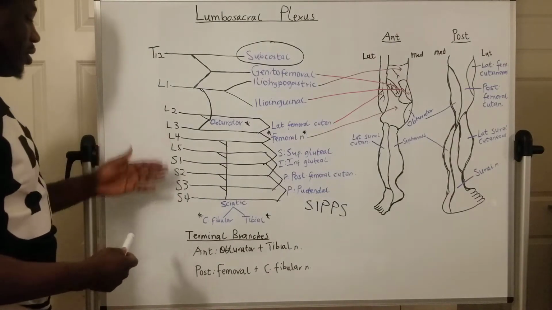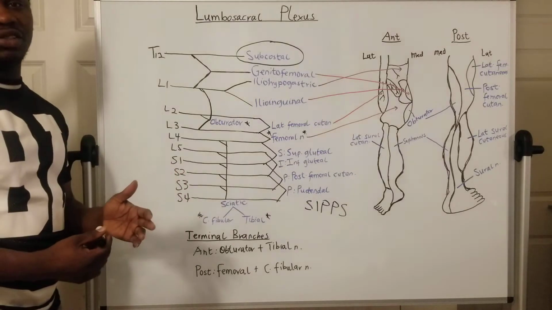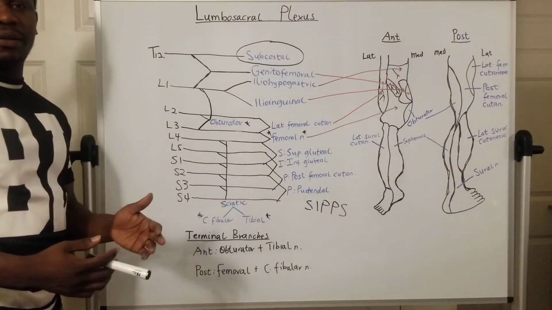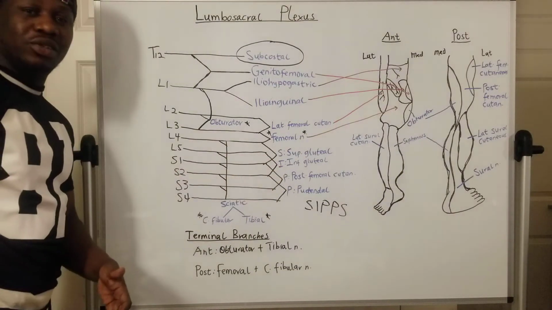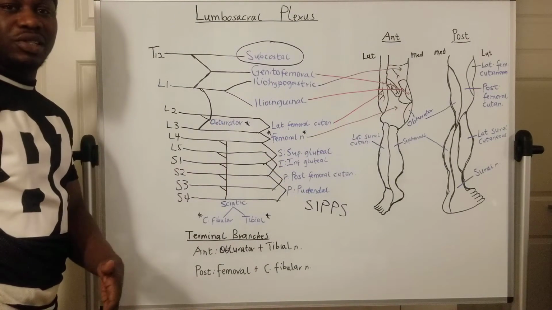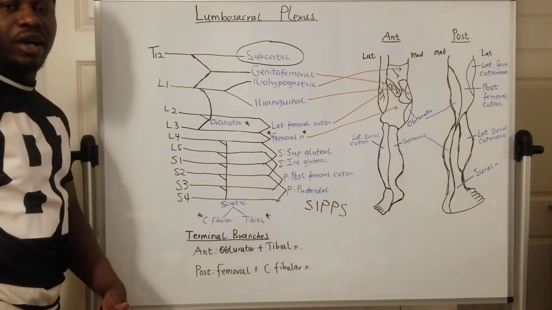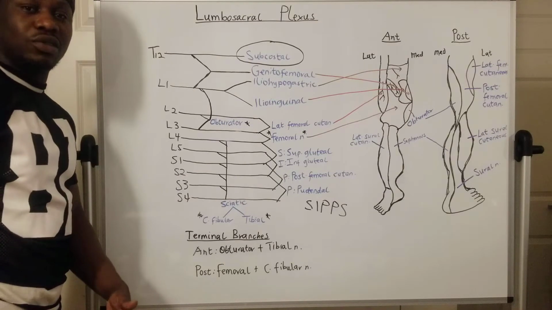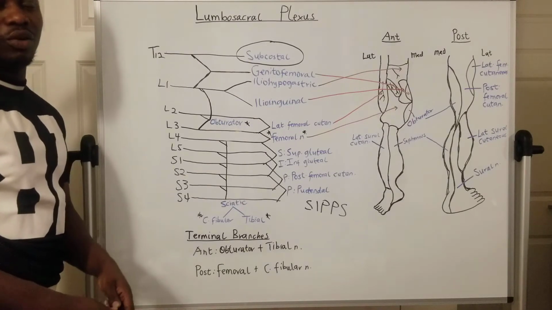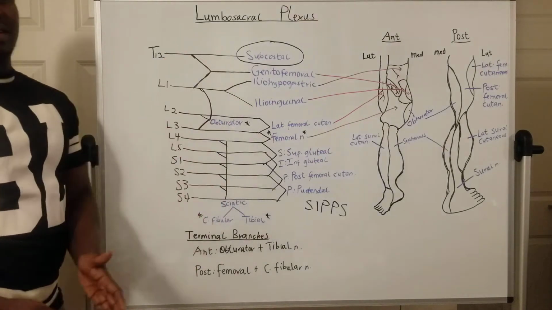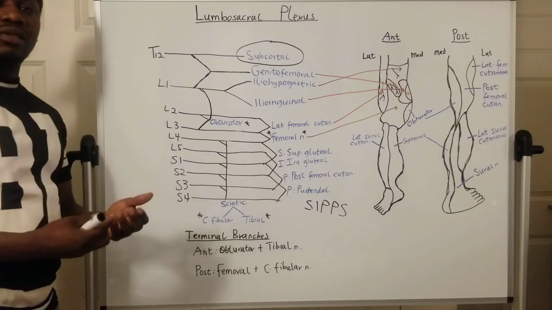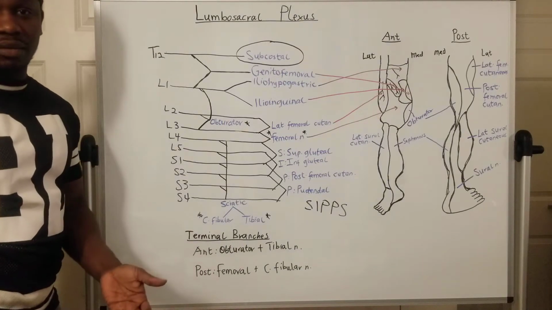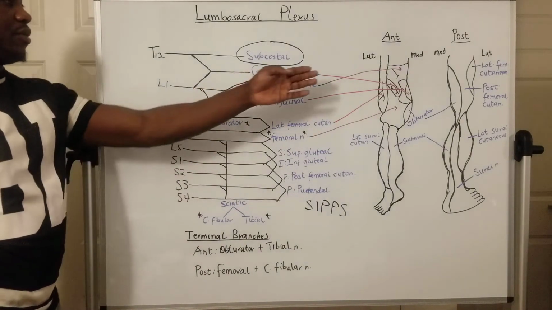And then we have the sacral plexus. The sacral plexus usually contains the pudendal nerve and stuff like that. They are usually nerve fibers which go into the gluteal region. So when we talk about the lower limb, the lumbosacral plexus provides sensation to the lower limb.